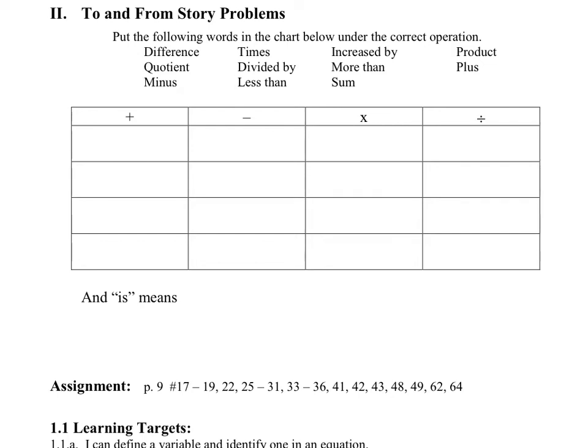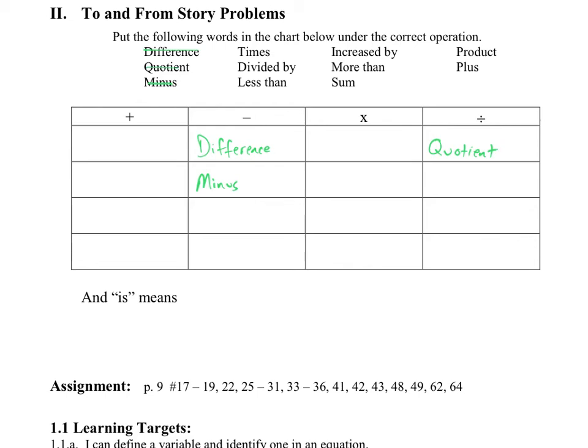So that first one we have there, difference, that is subtraction. So under the minus sign, I'm going to put difference. Quotient is the technical word for division. So under division, I'm going to write quotient. And minus would be another subtraction. So if you're reading a story problem and it has, what's the difference between Jack's age and Jill's age? Or what's the quotient of these numbers? That tells you what to do.